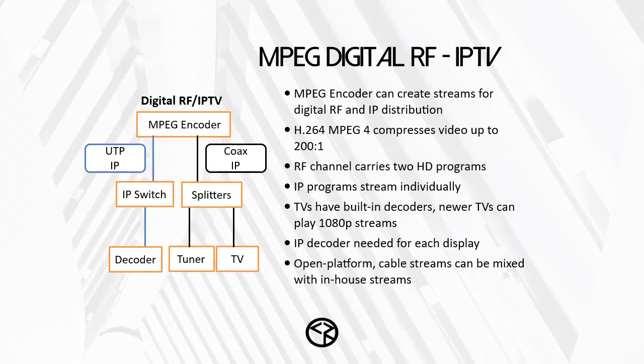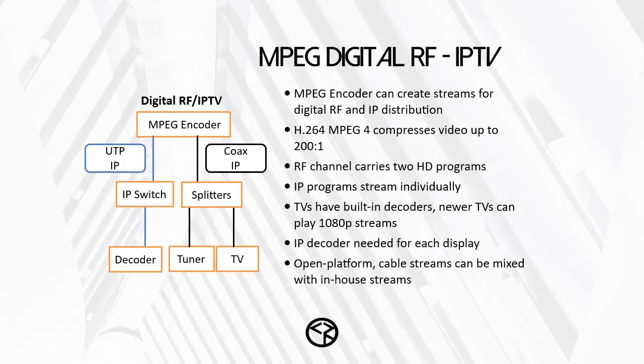Now, H.264, MPEG 4, is very efficient. Typically, you can compress video up to 200-to-1, so that a 3 gig 1080p stream can be streamed at 15 megabits per second.